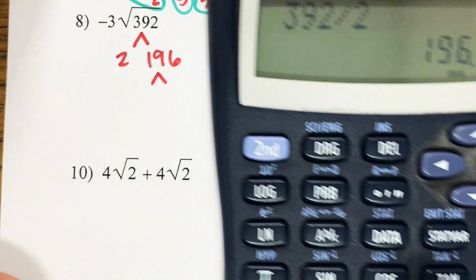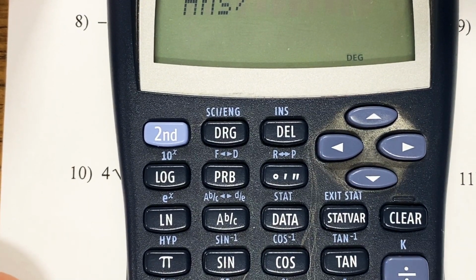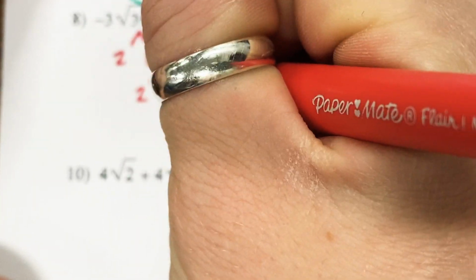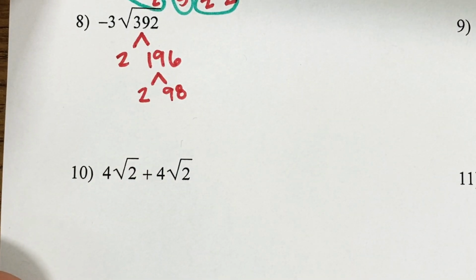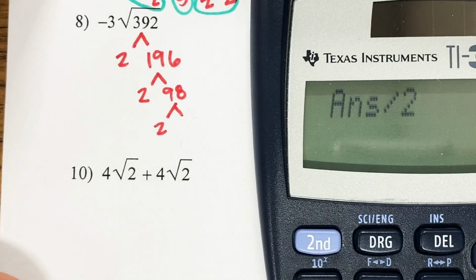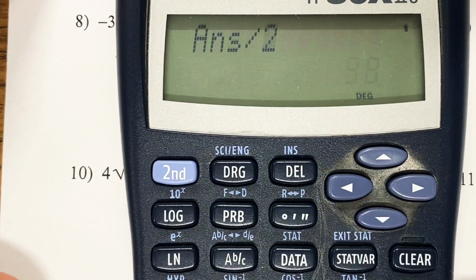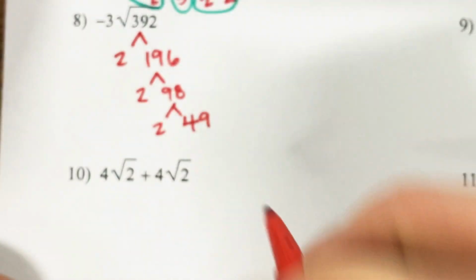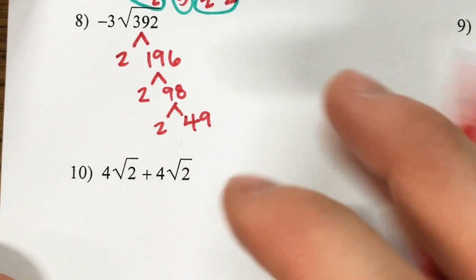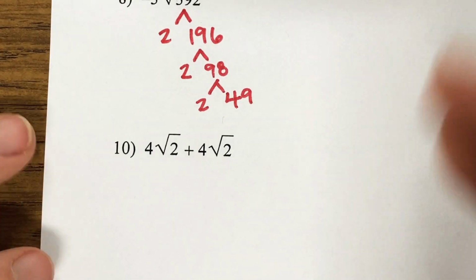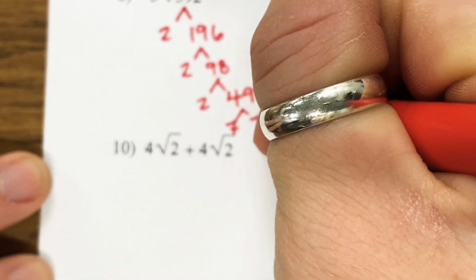196 is also even, so we can divide it by 2, and we're going to get 98. Okay, we might run out of room here. That's okay. 98 is also even, so let's divide it by 2 again. 49. Ooh, I love 49. Once we get to 49, we know, woohoo, it's on my list. It'll give me an automatic pair that can come out of there. So 49 turns into a 7 and a 7.